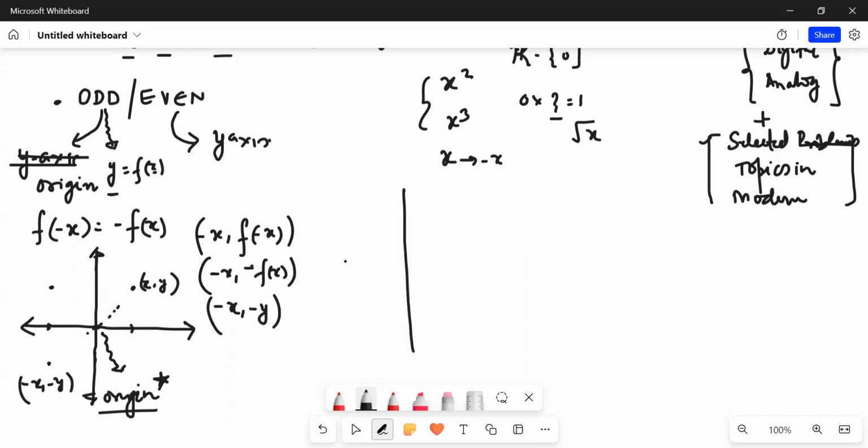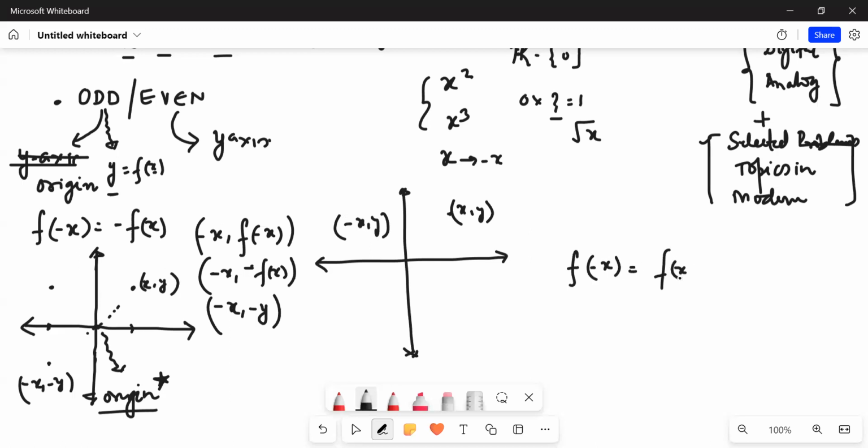Similarly, on the contrary, in even functions, what is the case? If you have a function point x comma y, then you will have a point minus x comma y. Why? Because for an even function, if you replace x by minus x, your function would remain the same. So if there is a point x comma y, and I replace x by minus x, you can say the image of the point of minus x also remains y. So you'll have a symmetry about the y-axis. I hope it is clear.